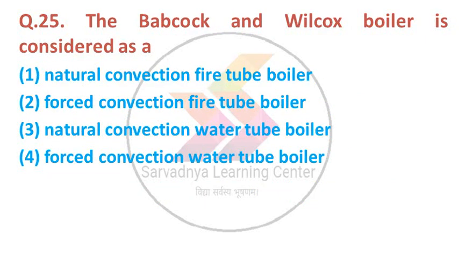Next question: the Babcock and Wilcox boiler is considered as a: option 1, natural convection fire tube boiler. Second, forced convection fire tube boiler. Third, natural convection water tube boiler. 4, forced convection water tube boiler. The correct answer is option number 3, natural convection water tube boiler.